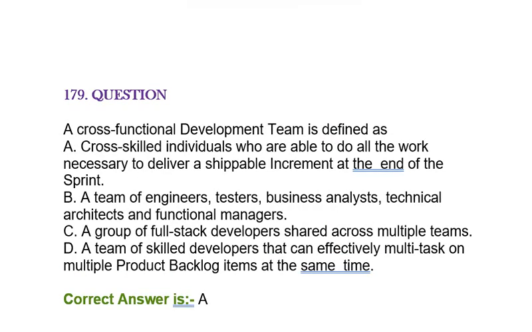Question is a cross-functional development team is defined as option A cross-skilled individuals who are able to do all the work necessary to deliver a shippable increment at the end of the sprint. Option B a team of engineers, testers, business analysts, technical architects, and functional managers. Option C a group of full stack developers shared across multiple teams. Option D a team of skilled developers that can effectively multitask on multiple product backlog items at the same time. Correct answer is option A.